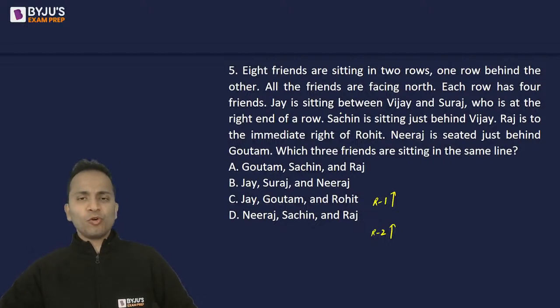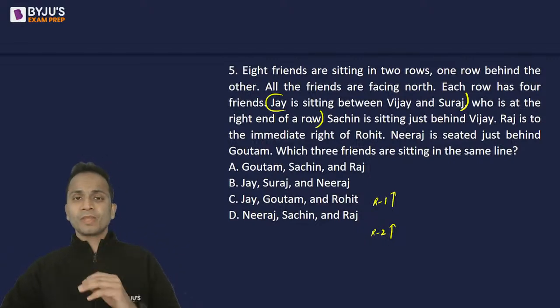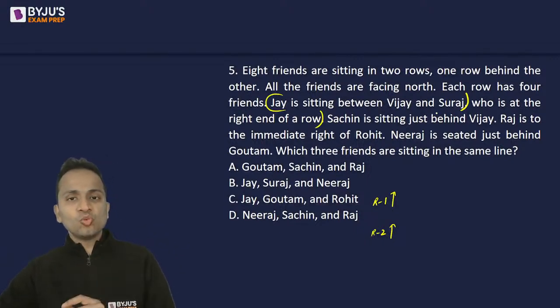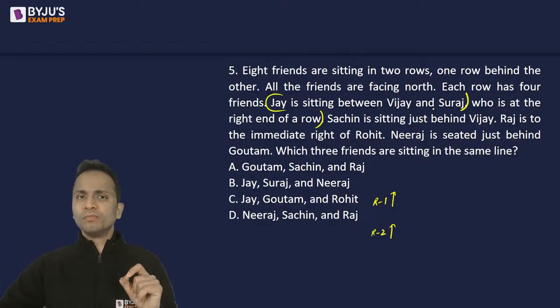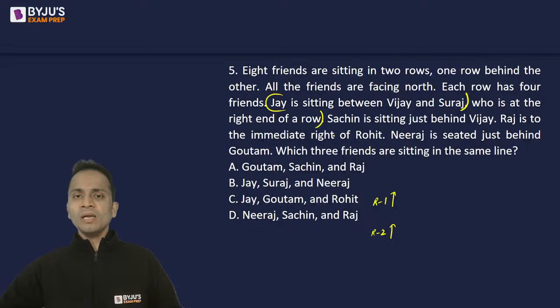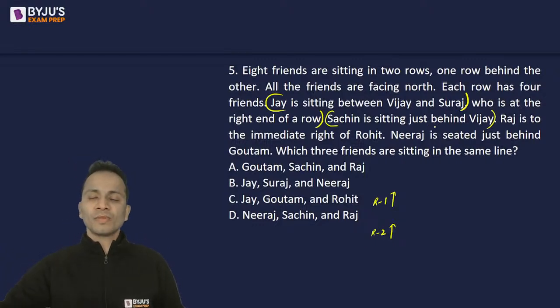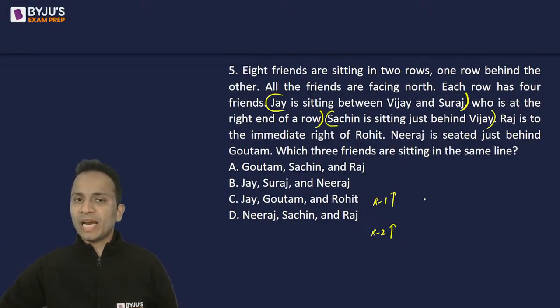Now, each row has four friends. Jay is sitting between Vijay and Suraj. Suraj is at the right end of the row. Fine. So Jay, Vijay, and Suraj are in the same row. They can be in the first row, that is the front row, or the back row. But in the second statement, it is written that Sachin is sitting behind Vijay. Since Sachin is sitting behind Vijay, I can say that Vijay will be in the first row.